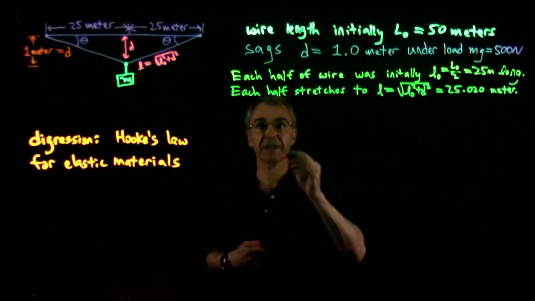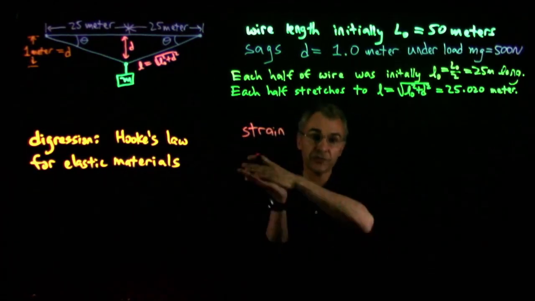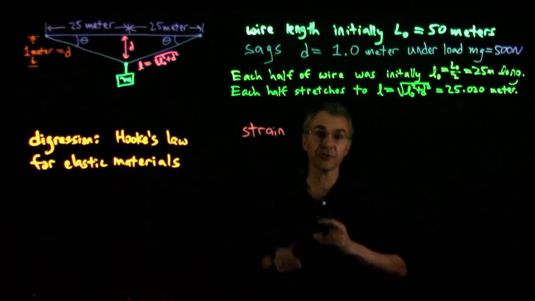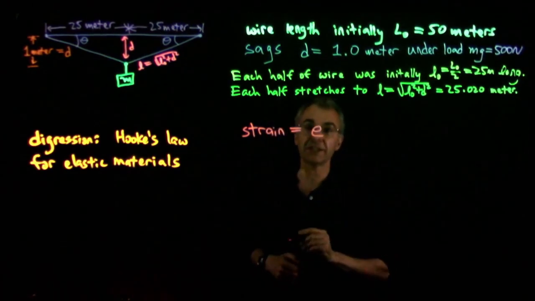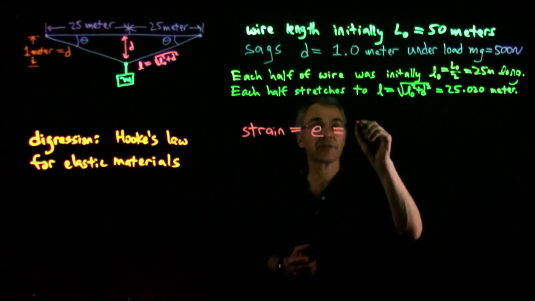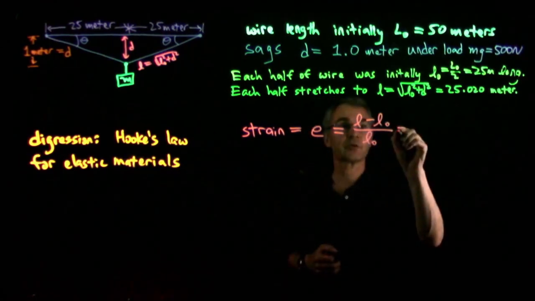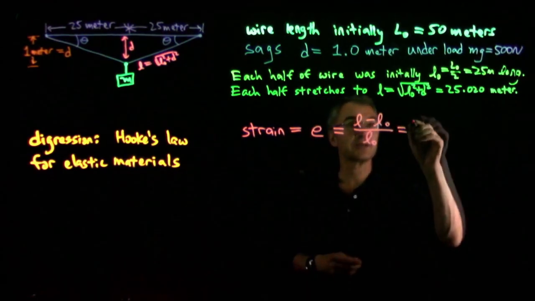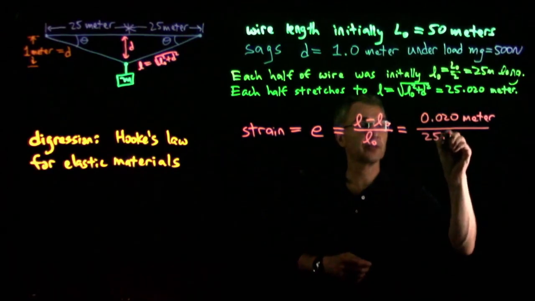So we're going to define strain. To be more precise, you might say axial strain or normal strain, to distinguish it from something we'll see later, which is called shear strain. But in any case, for now we can call it strain. So strain, and we'll usually use a lowercase e for strain, and that is the change in length divided by the original length. So L minus L initial divided by L initial. So in this particular case, that strain is 0.020 meter divided by 25.0 meter.